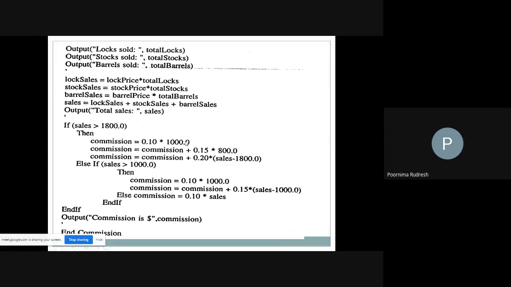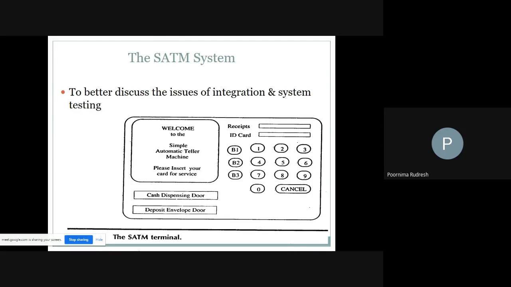If the sales is greater than $1,800, he is getting the maximum commission, or else he is getting 10% commission up to $1,000, 15% commission from 1,000 to $1,800, and after that he is getting 20% commission for the sales above 1,800. So this is about the commission problem. In the next class we are going to study the simple automatic teller machine as an example.